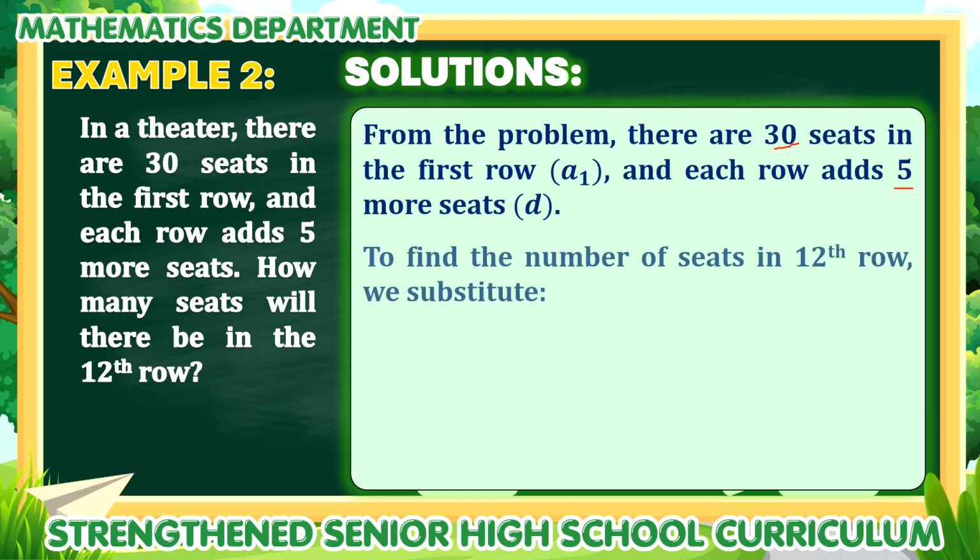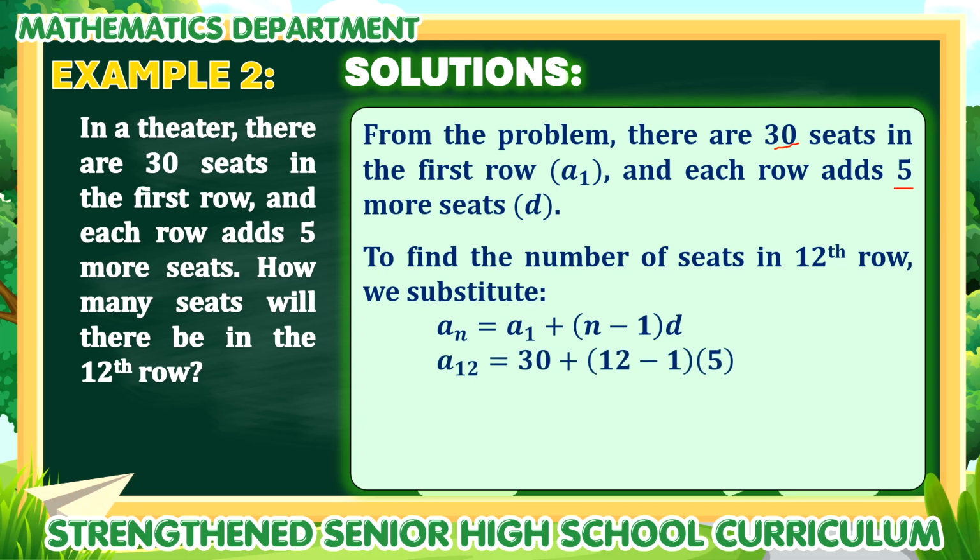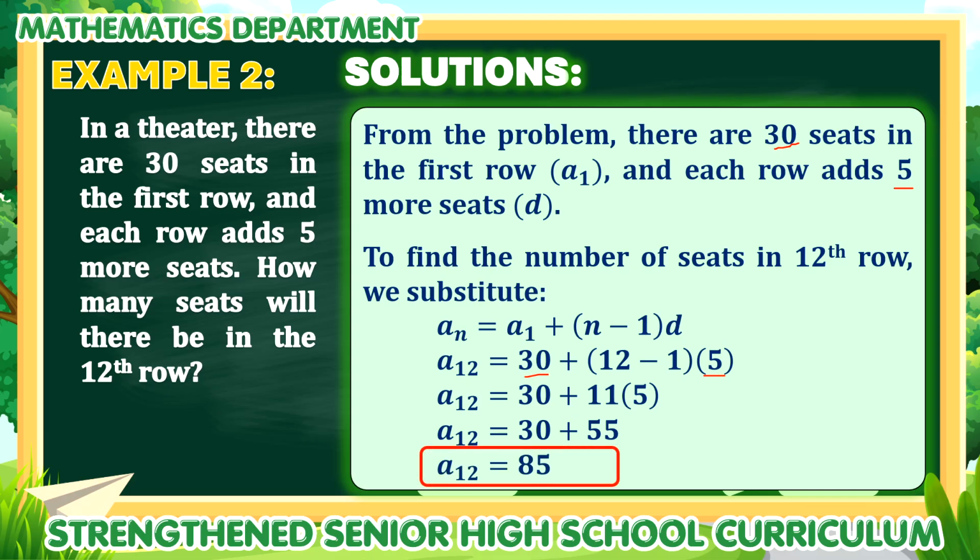By substituting this in our formula, we have a sub n is equal to a sub 1 plus the quantity of n minus 1 times d, and we'll have here a sub 12 is equal to 30 because this is our first term. We are looking for our 12th term, so we have 12 minus 1 times our common difference, which is 5. Simplifying this, 12 minus 1 gives us 11, and 11 times 5 gives us 55. So 30 plus 55, there are 85 seats in the 12th row.